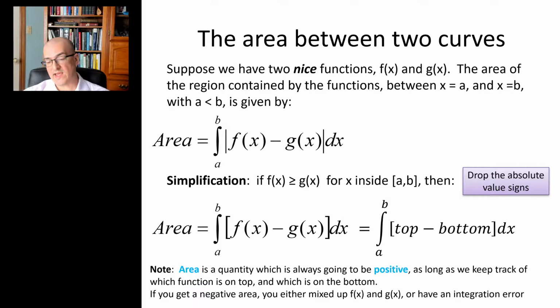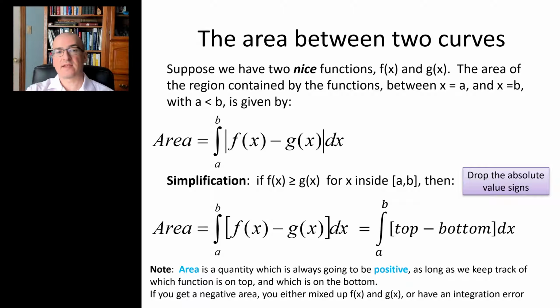But if it's the case that one of these functions is always above the other function, so for example, say f of x is always larger than or equal to g of x, at least for x values between a and b, then we can drop the absolute value function. So we can say that the area is the integral from a to b of f of x minus g of x.